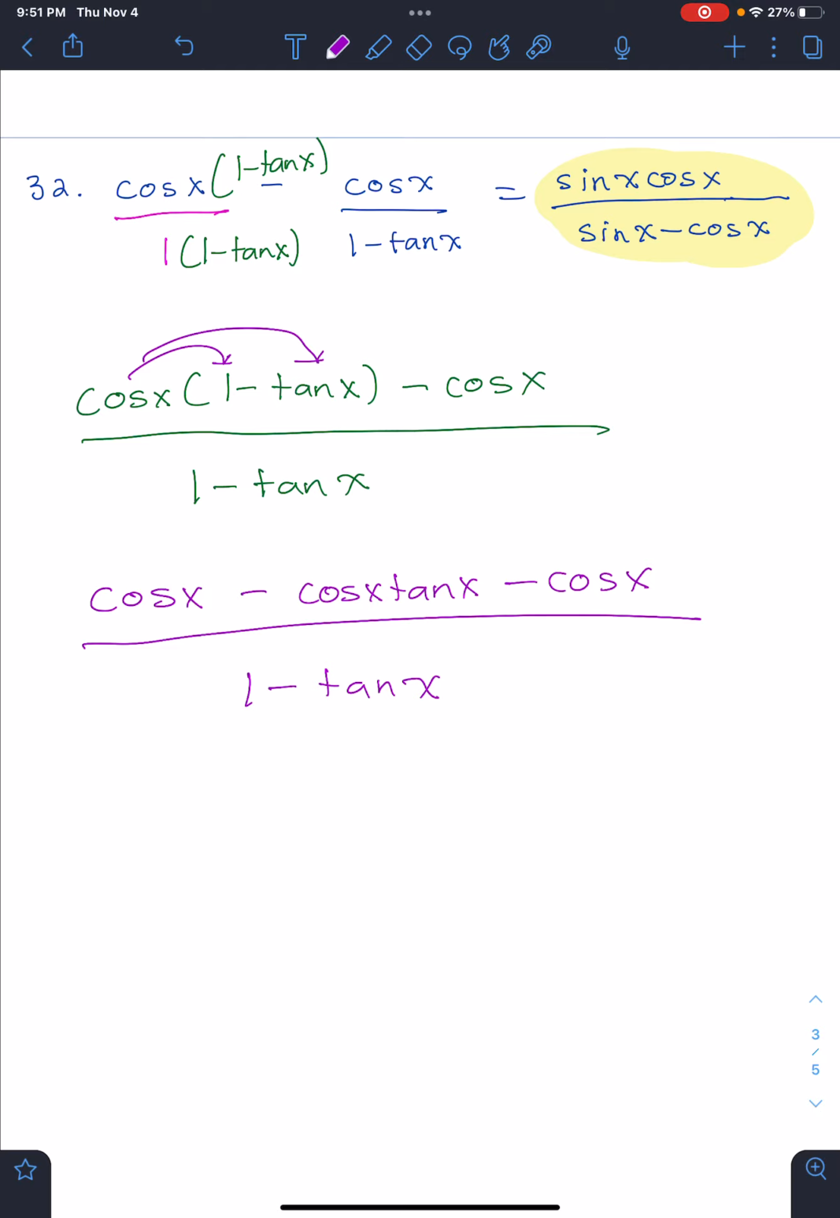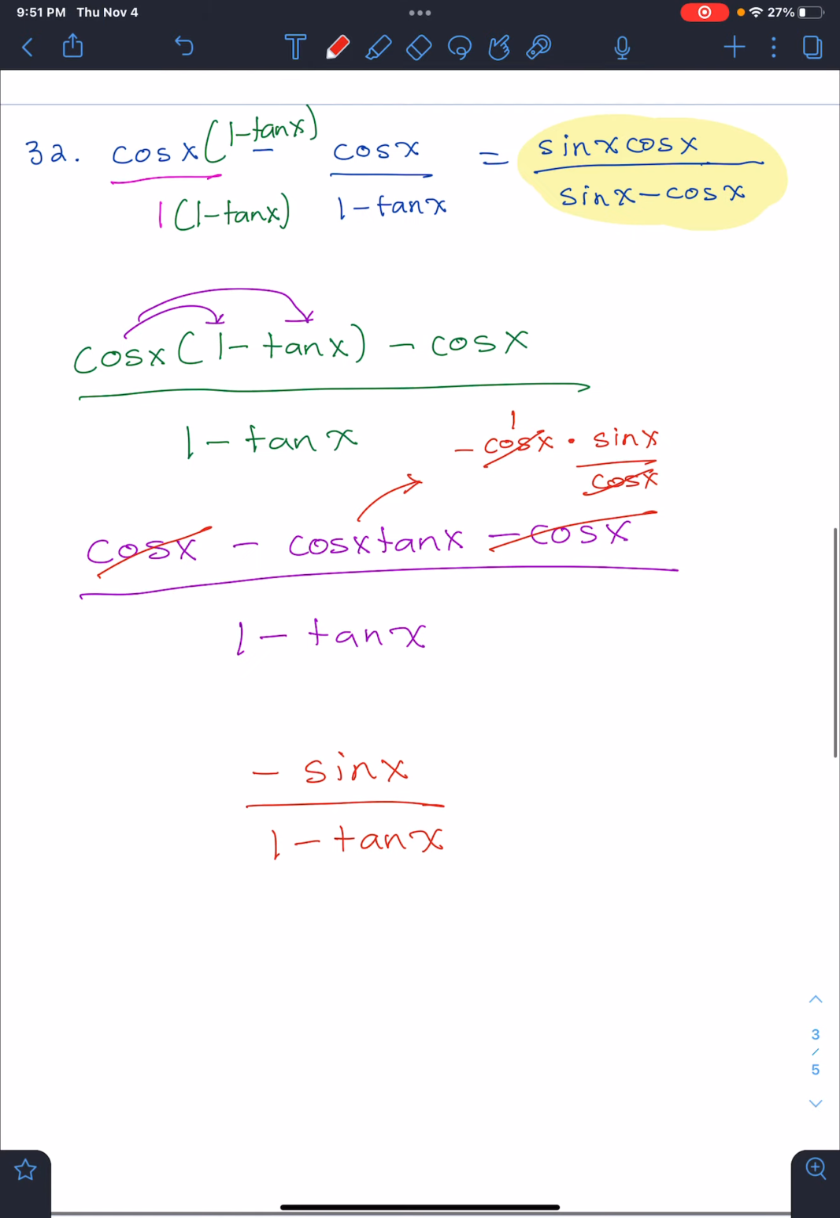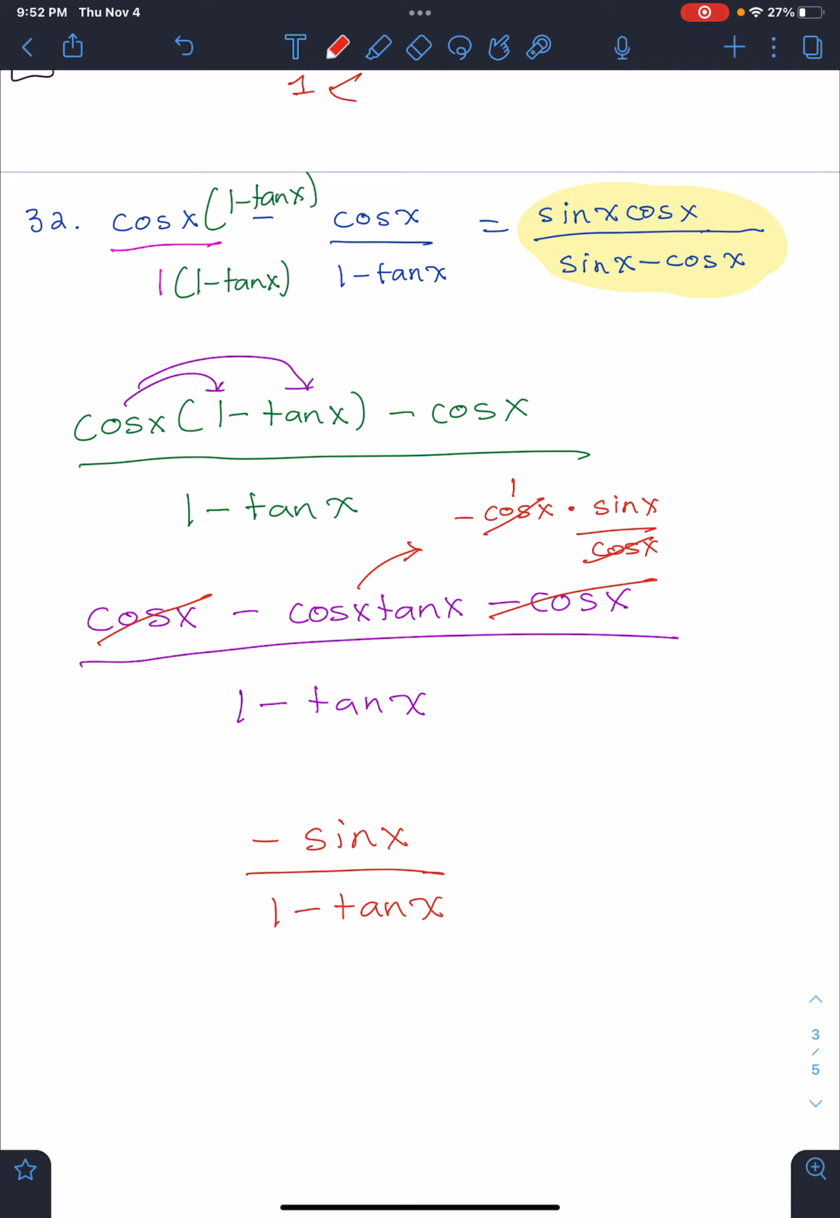Man, we already have nice things happening. The cosine and cosine are going to go away. And I have this awkward negative cosine x times tangent of x. So if I was going to do this, negative cosine of x times sine of x over cosine of x. The cosine of x are going to divide out. Then you have negative 1 times sine, which just leaves us with a negative sine over 1 minus tangent of x. Which, when I look up, I'm thinking, it's not quite what I wanted.